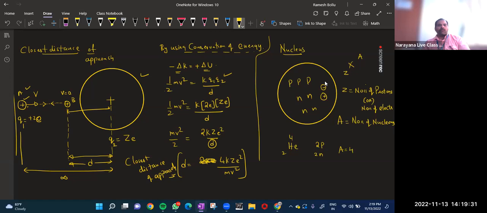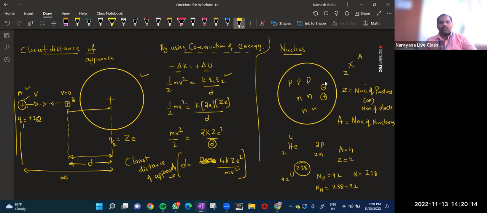So its mass number is four and atomic number is what here? 2. If you take a uranium nucleus, from this uranium nucleus we produce nuclear energy. Its atomic number is 92 and mass number 238. Means in the uranium nucleus, how many protons are there? Number of protons is 92. Number of neutrons, how many? 238 minus 92. How many nucleons are there, protons and neutrons? 238. A total of 238 protons and neutrons are there.